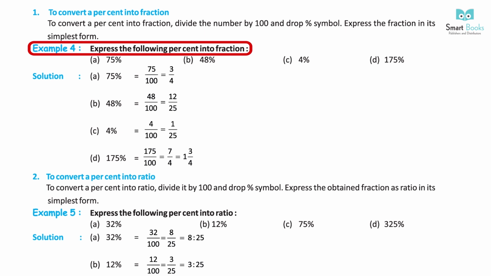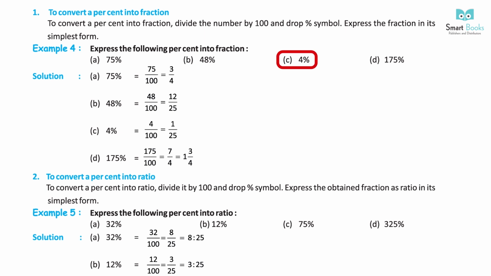Example 4. Express the following percent into fractions. A. 75%, B. 48%, C. 4%, D. 175%. Solution. A. 75% is equal to 75 upon 100 is equal to 3 upon 4. B. 48% is equal to 48 upon 100 is equal to 12 upon 25. C. 4% is equal to 4 upon 100 is equal to 1 upon 25. D. 175% is equal to 175 upon 100 is equal to 7 upon 4 is equal to 1 and 3 upon 4.